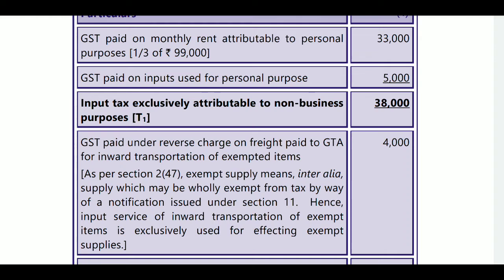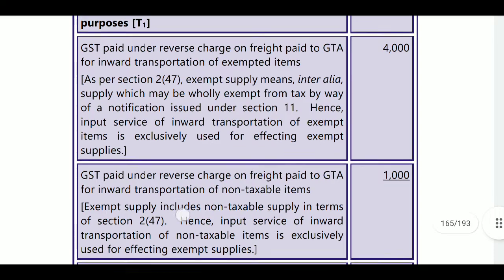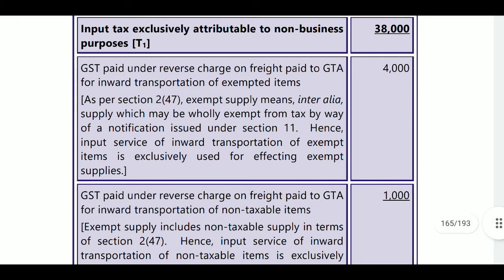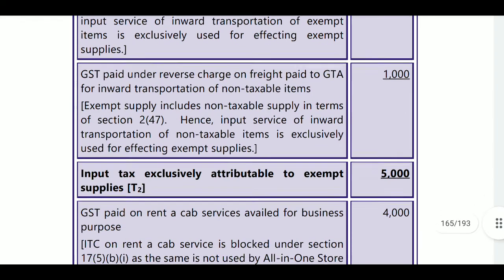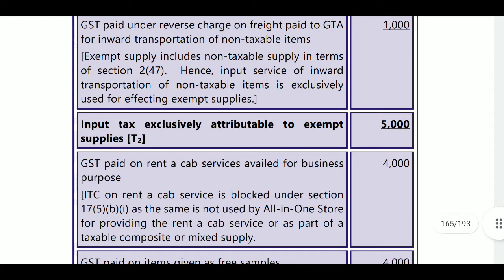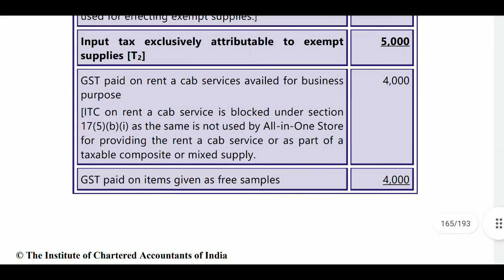Next, GST paid on reverse charge mechanism, freight. GST paid on GTA for inward transportation of exempted items, so 4,000, and GST paid under reverse charge mechanism on freight paid to GTA for inward transportation of non-taxable items. So exempted items and non-taxable items, it is for exempted supplies. So 4,000 plus 1,000 will become 5,000. It is exclusively for exempted purpose. This becomes T2.